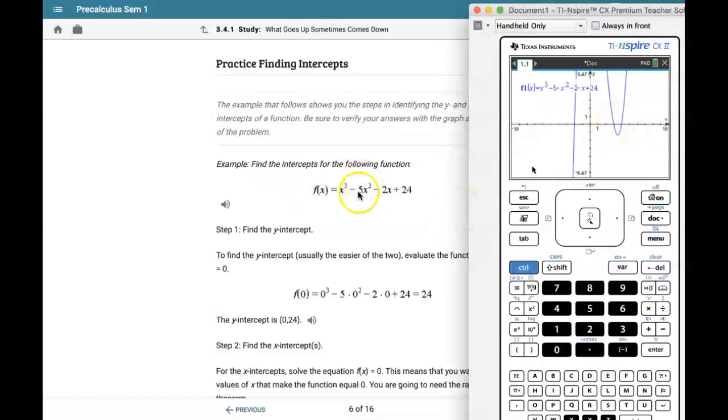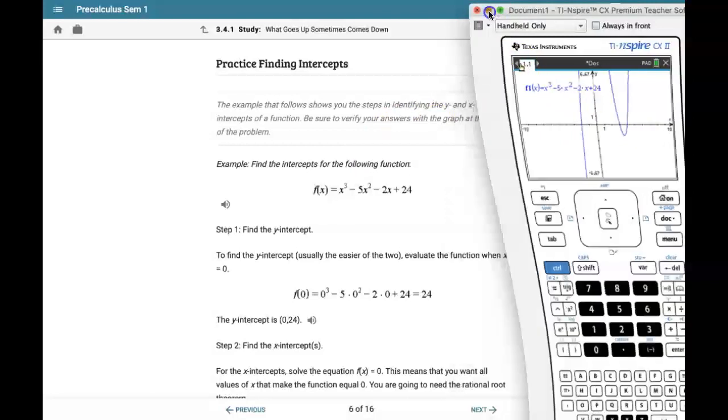All right, and since I have an exponent of 3, I've got x cubed, the degree of this polynomial is 3. So that's telling me that I can only have 3 roots. Since I can see all 3 of them crossing the x-axis here, that's telling me I'm going to have 3 real roots.